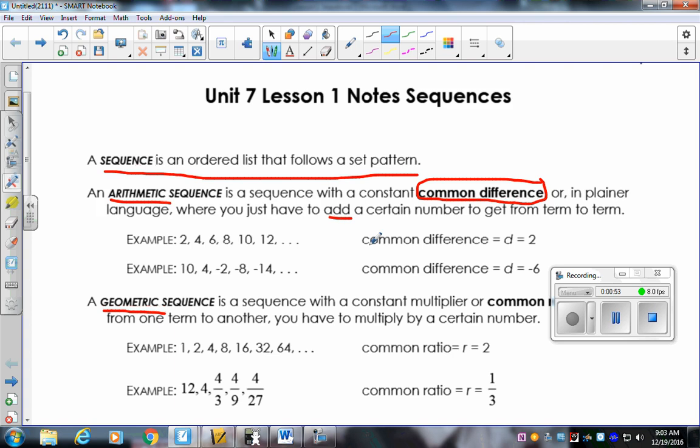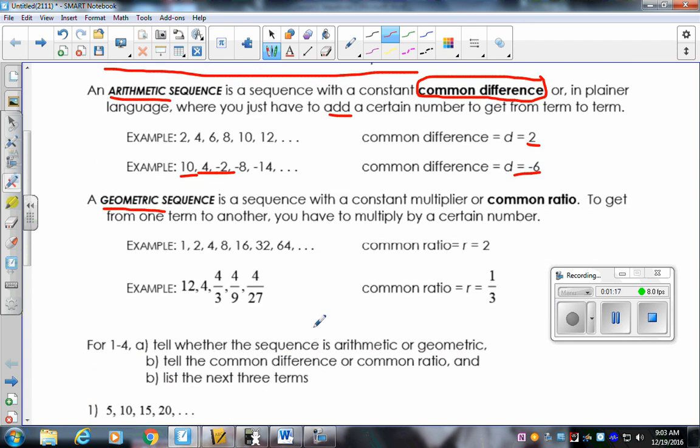Anyways, our common difference is 2 because the numbers are increasing by 2. So that's what I'm adding to go from one number to the next. 2 plus 2 is 4, plus 2 is 6, etc. In this next pattern, I'm going 10, 4, and so on. You can see my numbers are getting smaller, so my common difference is -6 because I'm still adding, but since they're getting smaller, I'm adding a negative. So an arithmetic sequence has a common difference. You're adding the same number to go from one pattern term to the next.